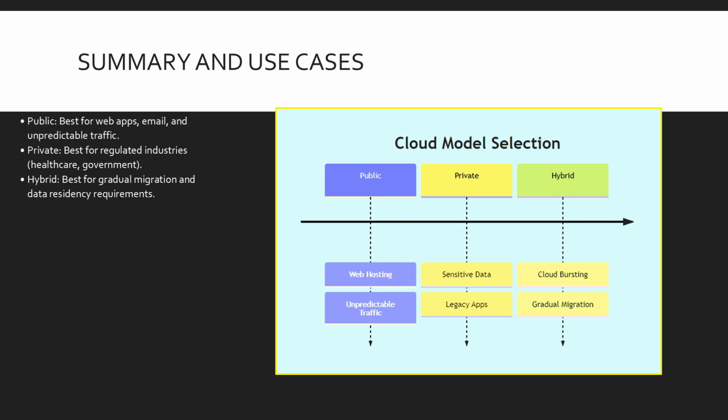We conclude with a timeline view of selection criteria. For public, we associate it with web hosting and unpredictable traffic. For private, the keywords are sensitive data and legacy apps. For hybrid, we define it through cloud bursting and gradual migration. This simple visual recaps the core definition of when to apply each model.